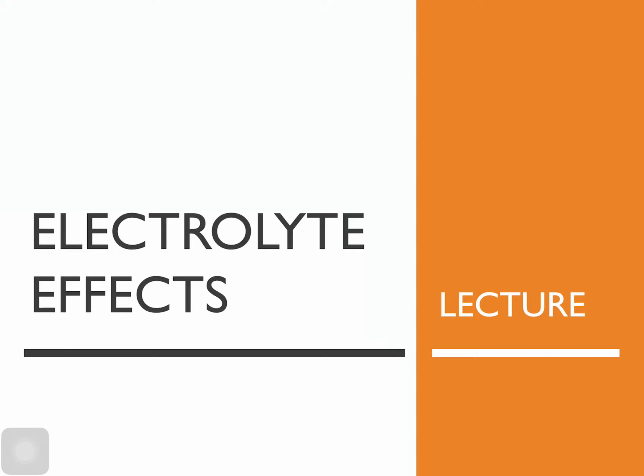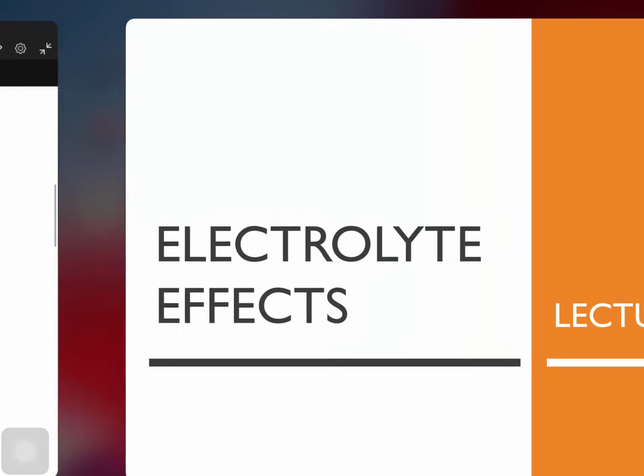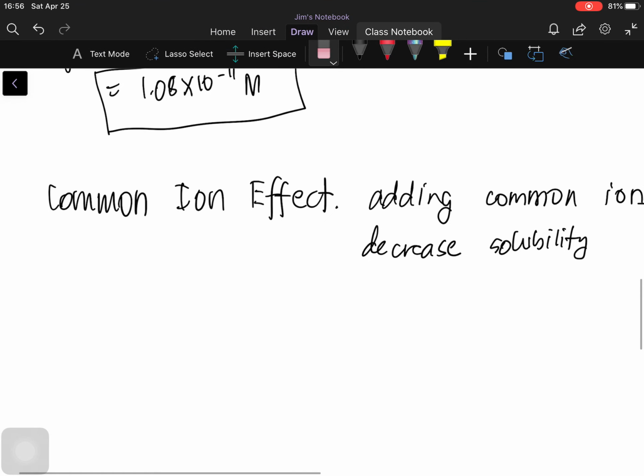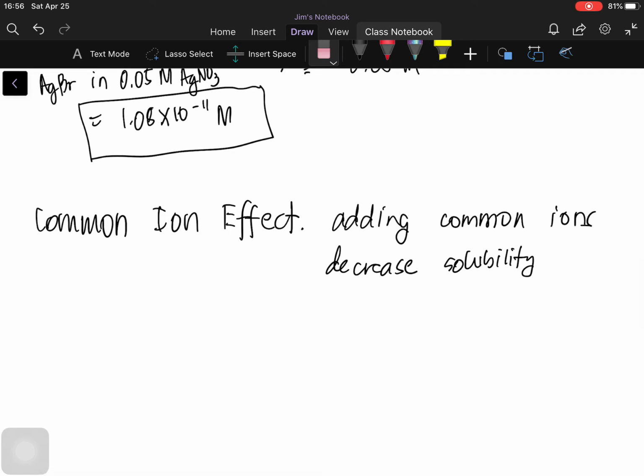Going to talk about electrolyte effects again. Previously, we discussed the common ion effect. So what is the common ion effect all about? That is the previous problem we answered earlier. The common ion effect decreases the solubility of your precipitate or your sparingly soluble substances, whatever substance it is. It decreases its solubility because you added common ions.